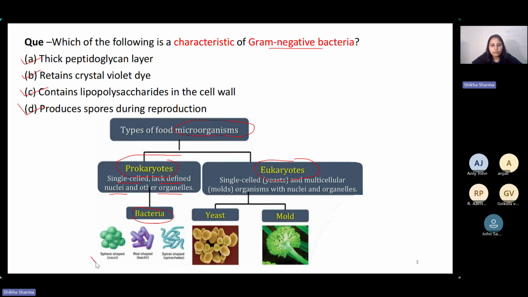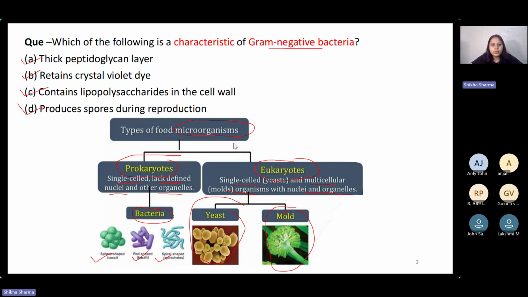It can be of any shape, like spheres, which are cocci, rod shapes, which are bacilli, and spiral shapes, which are spirochetes. Eukaryotes also include single-celled organisms like yeasts, and molds, which are multicellular organisms, and they have a nucleus and other organelles. So it includes basically the yeast and molds. These types of microorganisms can be associated with food.